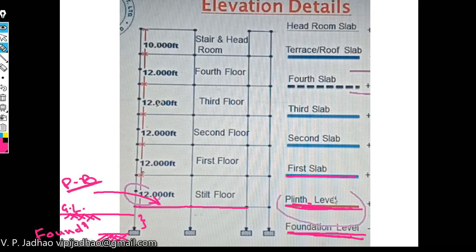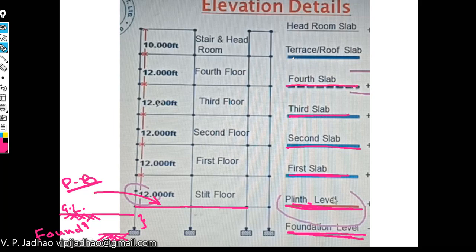So the first slab above the plinth level is your first slab or first floor level. Then we have some stilt floor, sorry, stilt floor is not there. So this is the slab level. First slab will be here, second slab will be here, third slab will be here, then we have the fourth slab.